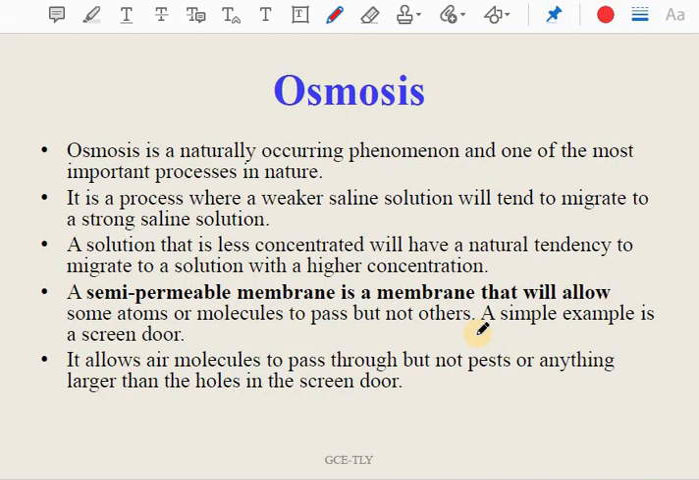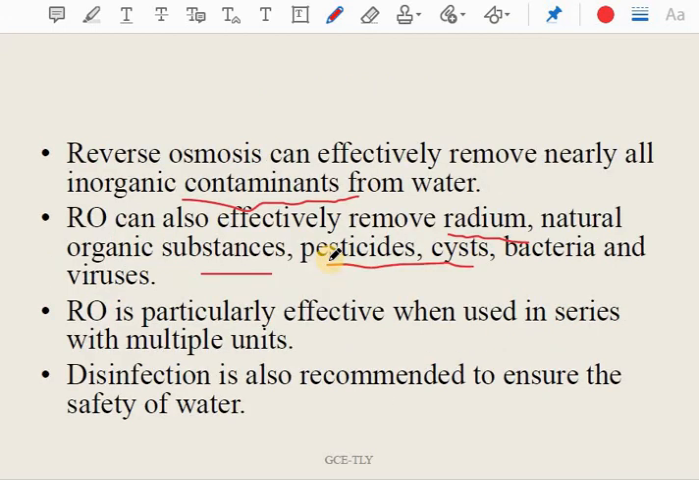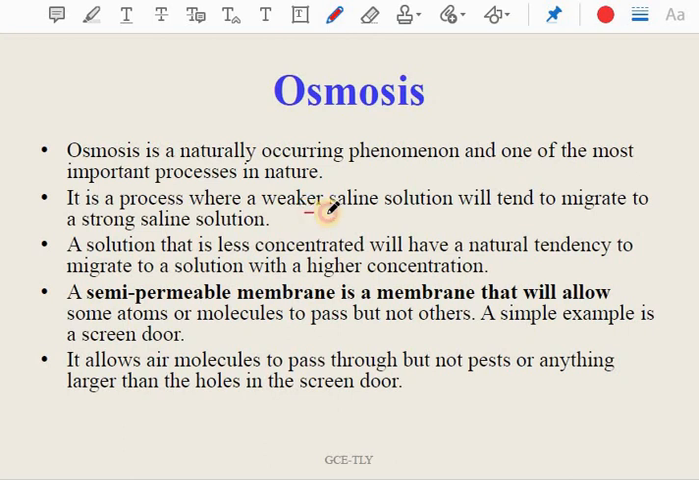And what is the difference between osmosis and reverse osmosis? Osmosis is a naturally occurring phenomenon, and it is one of the most important processes occurring in nature. In this process, a weaker saline solution will tend to migrate to a stronger saline solution. So the solvent transfers from the area where salt content is lower to where it is higher until equilibrium is attained. Okay, so this is osmosis.